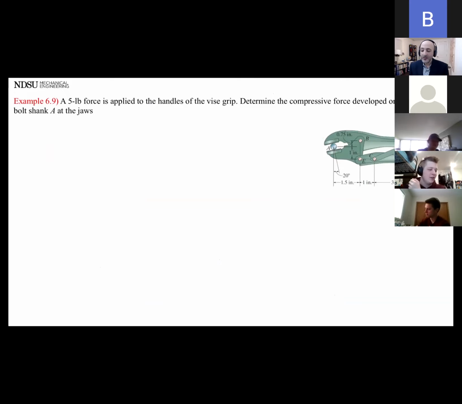We're talking about frames and machines, and today I'm also going to do some examples on frames and machines for you. We said every time that you see a structure that is not made only of two force members, it is a frame or it's a machine. First of all, I say frames and machines a lot. What's the difference between a frame and a machine? I know we analyze them the same, but there's a difference between those two. What is a frame? What's a machine?